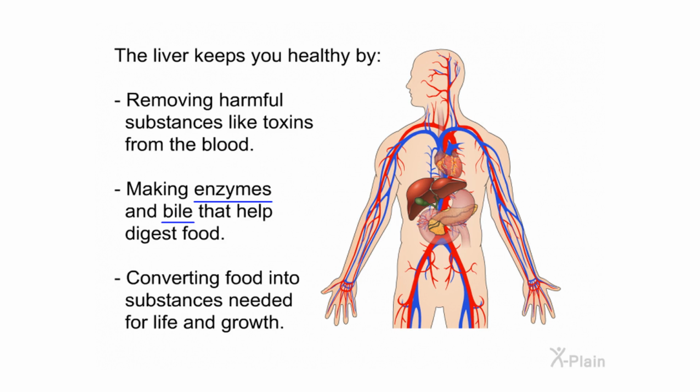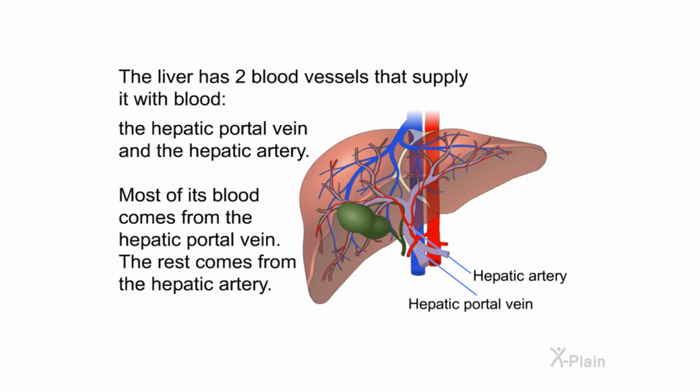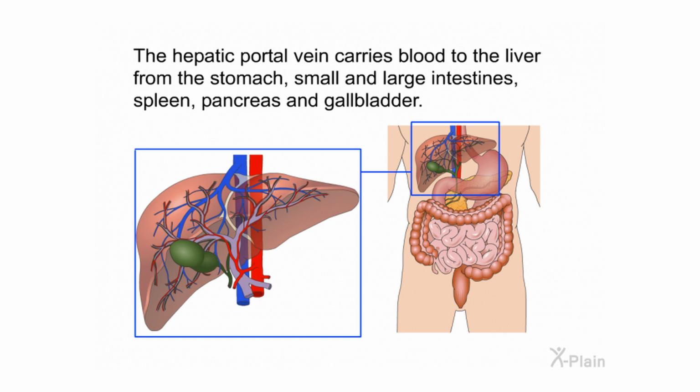The liver keeps you healthy by removing harmful substances like toxins from the blood, making enzymes and bile that help digest food, and converting food into substances needed for life and growth. The liver has two blood vessels that supply it with blood, the hepatic portal vein and the hepatic artery. Most of its blood comes from the hepatic portal vein. The rest comes from the hepatic artery. The hepatic portal vein carries blood to the liver from the stomach, small and large intestines, spleen, pancreas, and gallbladder.